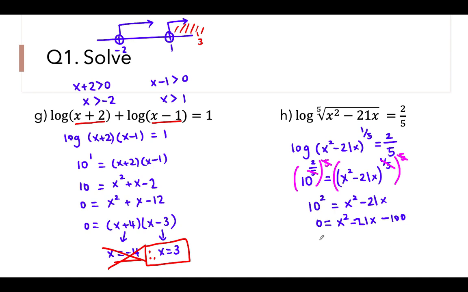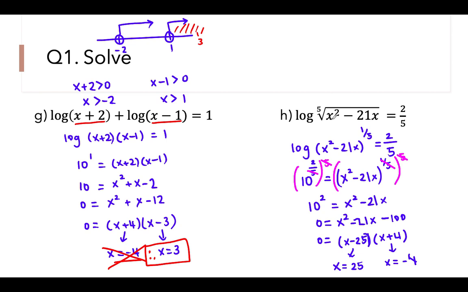And you will notice that this is factorable, with 25 and negative 4. So x minus 25, and then x plus 4. So I did trinomial. So it looks like x can be 25, or x can be negative 4. Now, let's double check.